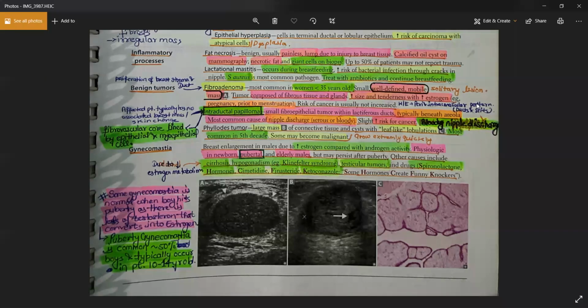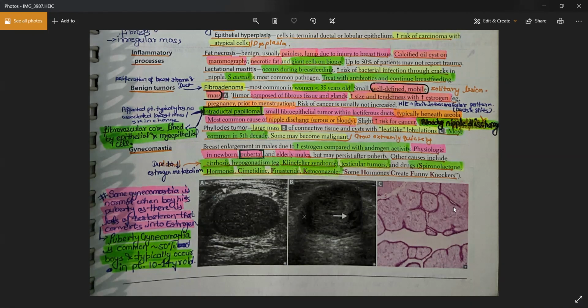So intracanalicular is inside the duct? Intracanalicular is not inside the ducts, but compressing the ducts due to an increase in the stromal tissue. This tissue is increasing, and as a result, all the ducts are compressed.